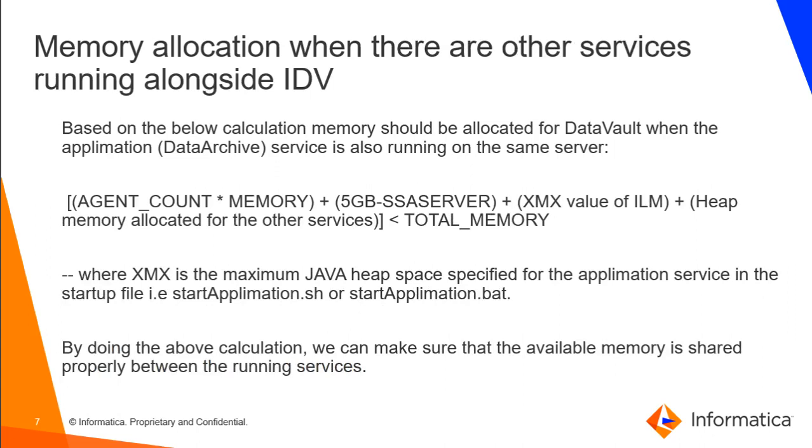When there are other services running on the same server along with ILM and IDV, we need to add that memory as well, and make sure that we are allocating proper memory for ILM and IDV. So the calculation will become: we are already adding the Xmx value of ILM, and we need to add the heap memory allocated for the other services as well, so that we make sure the total memory of this calculation is less than the available RAM on the server.